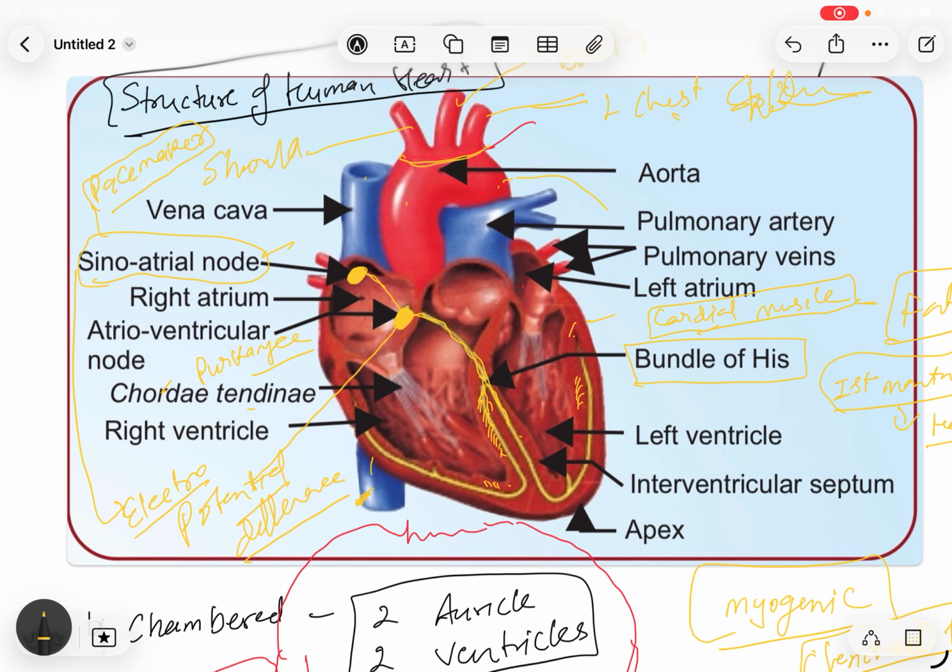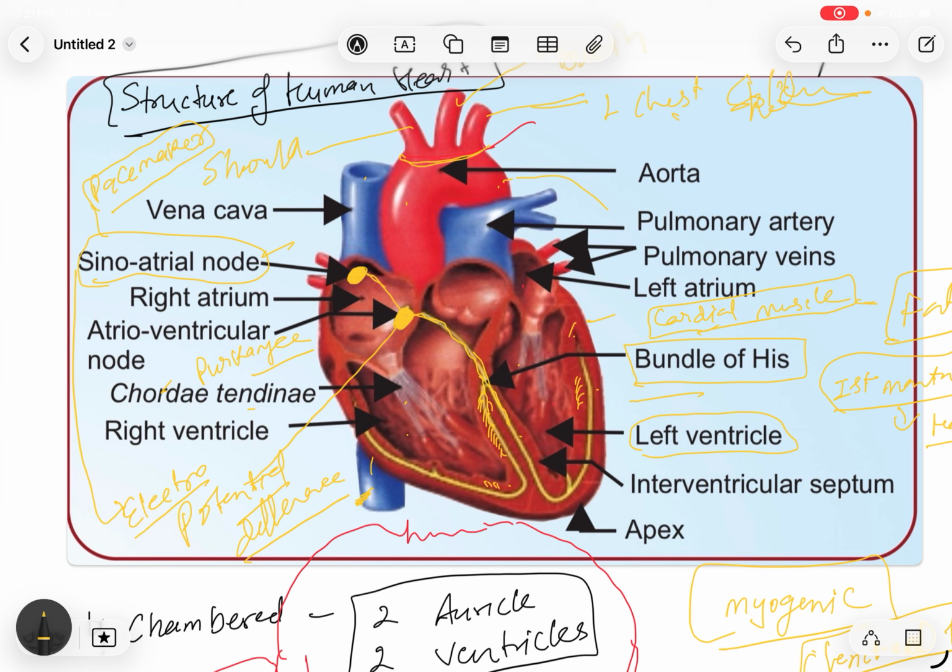I repeat it again. The human heart has four chambers, two ventricles and two auricles. The right side of the heart contains deoxygenated blood, and the left side of the heart contains oxygenated blood. Okay, the left ventricle is somewhat small with thick muscles, while the right ventricle is somewhat thin. There is a septal wall between the auricles, which is known as the interatrial septum, and there is a wall between the ventricles that is known as the interventricular septum.